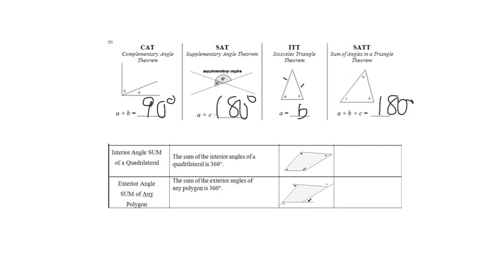Okay, just like for a triangle, there is an interior sum of a quadrilateral theorem, and that simply says that all the angles in a quadrilateral equal 360 degrees. I'm not really going to do anything with that. And also, for any polygon, whether it's a triangle or a quadrilateral or a pentagon or anything like that, the sum of the exterior angles is 360 degrees. So note here what the exterior angles are. They're the angles on the outside of the polygon.